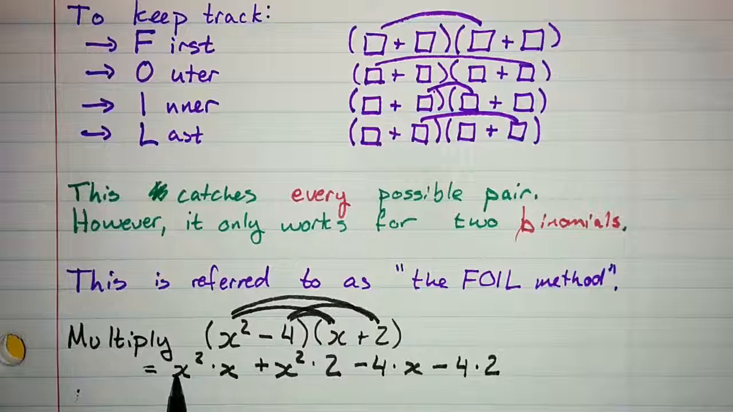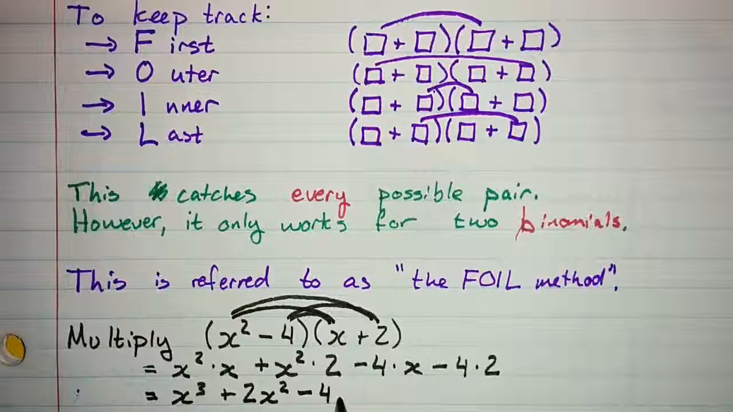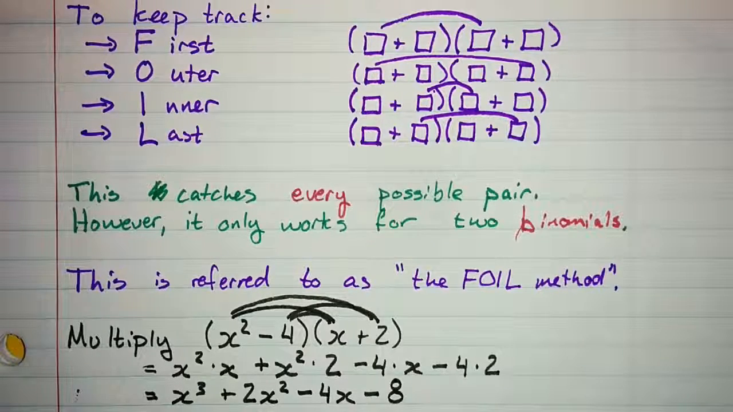So simplifying, x squared times x is x cubed. x squared times 2 is just 2x squared. Negative 4 times x is just negative 4x. Negative 4 times 2 is negative 8. So noticing that there are no like terms here, my product is x cubed plus 2x squared minus 4x minus 8.